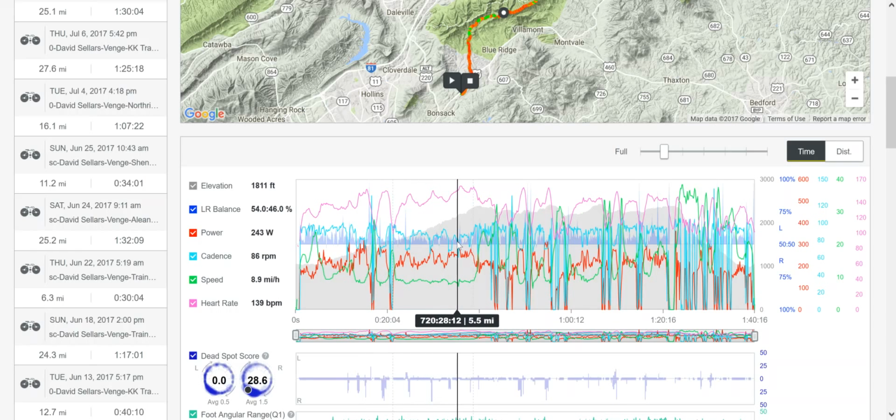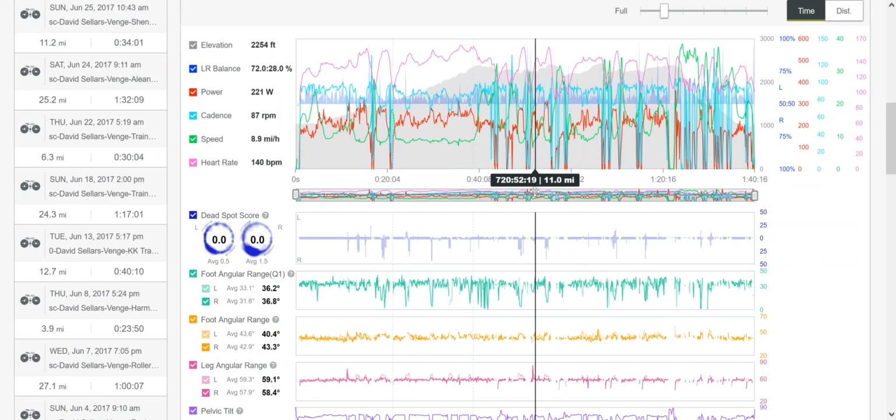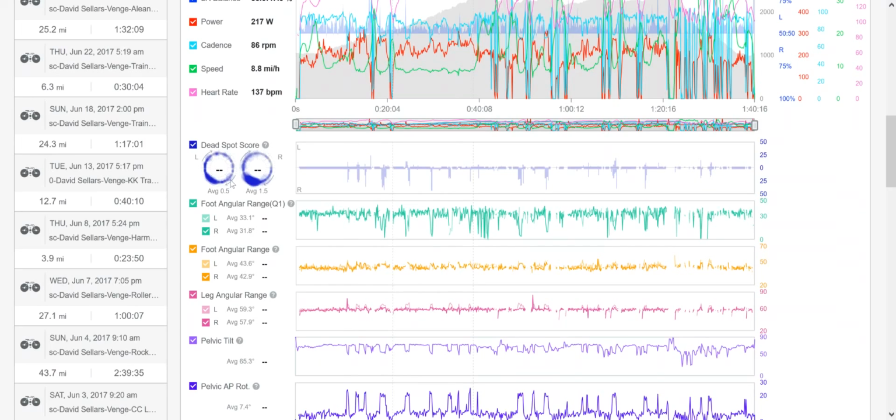where you can see all the basic things that you're used to seeing with your power data: elevation, left right balance, power, cadence, speed, heart rate, just those things that are outputting into your power meter, because the Type R captures all of your ANT+ data.